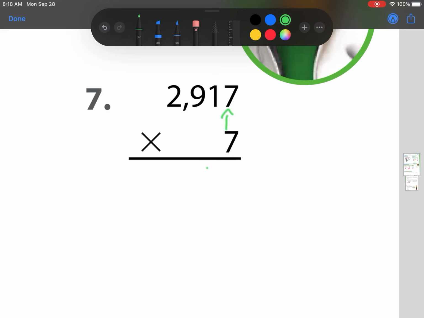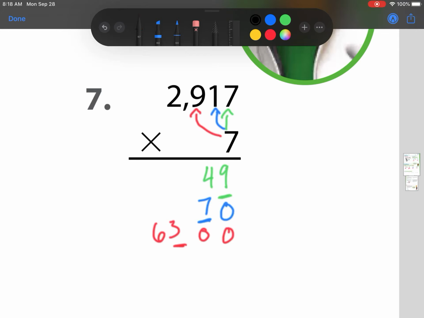7 times 7 is 49. My next one, I'm going to put that 0 here first, so now I know I have to be in that tens place value. 7 times 1 is 7. My next one is the red. So I have 2 zeros, so that way I know I have to be in that hundreds place value to start with. 7 times 9 is 63.